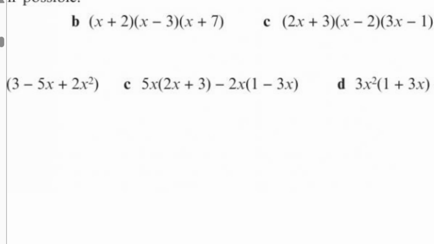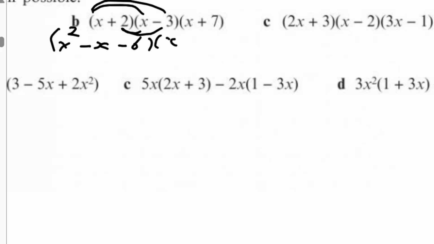Now, I'll first take these 2 brackets. So, x times x. Oh, sorry. So x times x is x squared. And then x times negative 3 is minus 3x. And then 2 times x is 2x. So minus 3x plus 2x is just minus x. And finally, 2 times negative 3 is minus 6. Now all this should be multiplied by the last bracket, which is x plus 7.